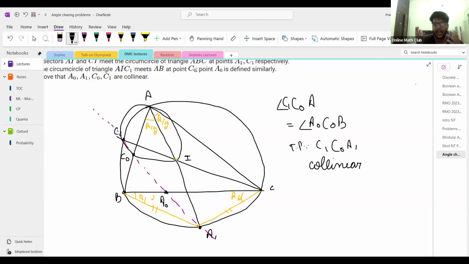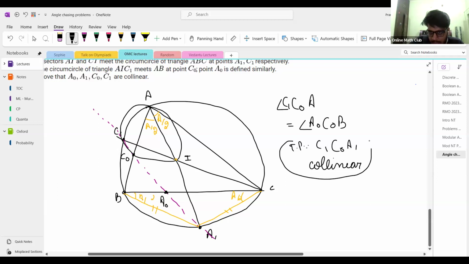Symmetry is also a very important idea in angle chasing. When you have to prove two things, and they are defined in a similar way, you can just say so by symmetry. It's very powerful. Okay, so let's try to prove this.